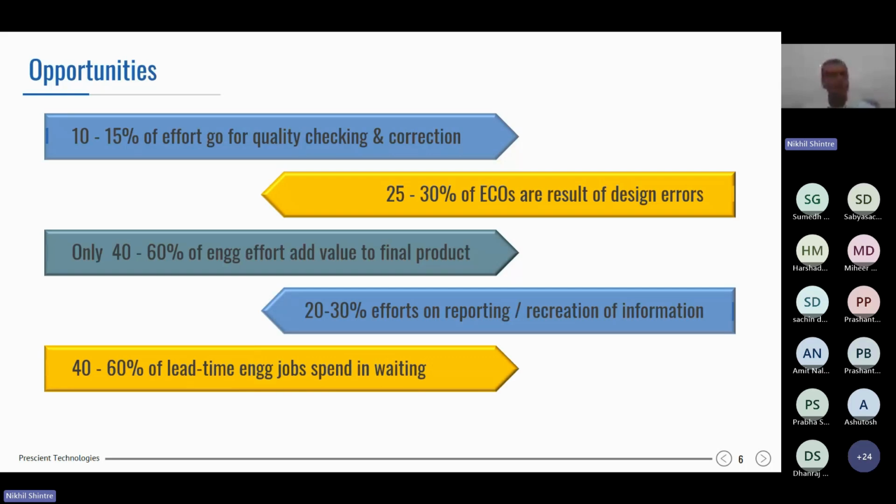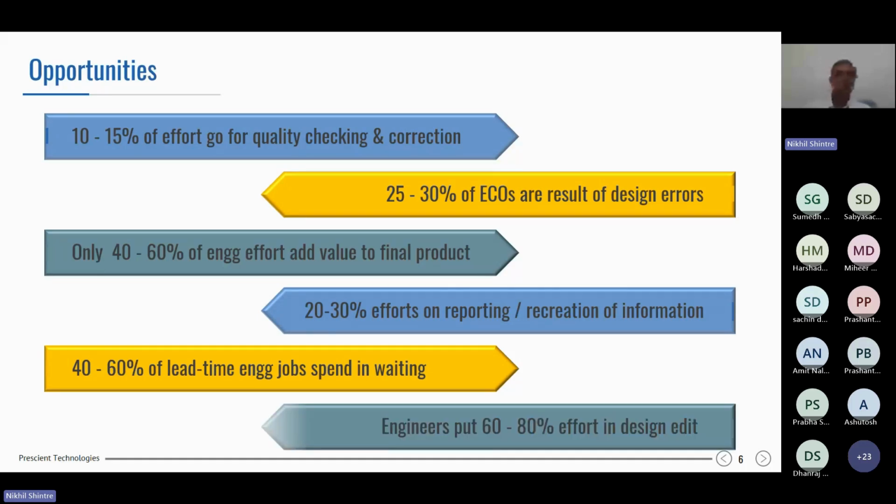And the next thing is that 40 to 60% of lead time, engineering jobs are spent waiting. This might be a surprising statement for many of you. But if you look at it, as engineers, everybody is busy working on multiple things. In an actual engineering job, you work on it for a certain time, then you hand it over to the next step, and the next person may not be ready to take it immediately. That is the waiting time we are talking about, which amounts to about 40 to 60% of overall lead time.